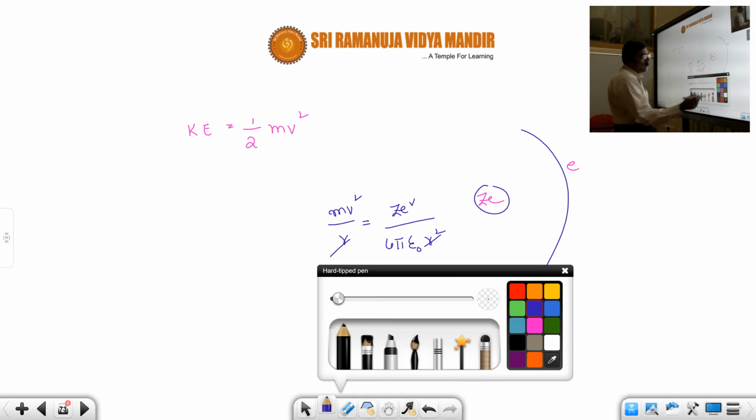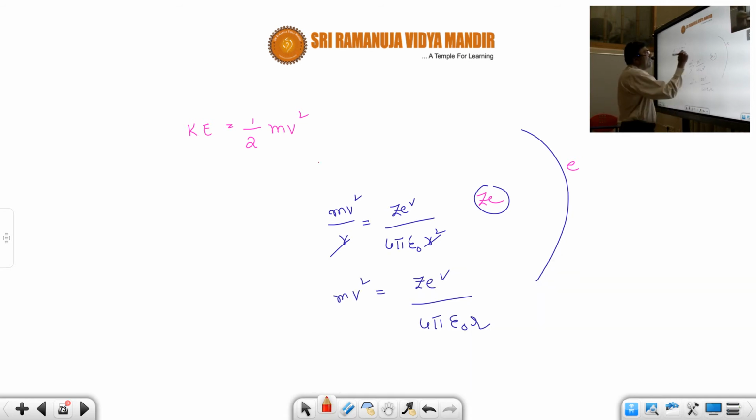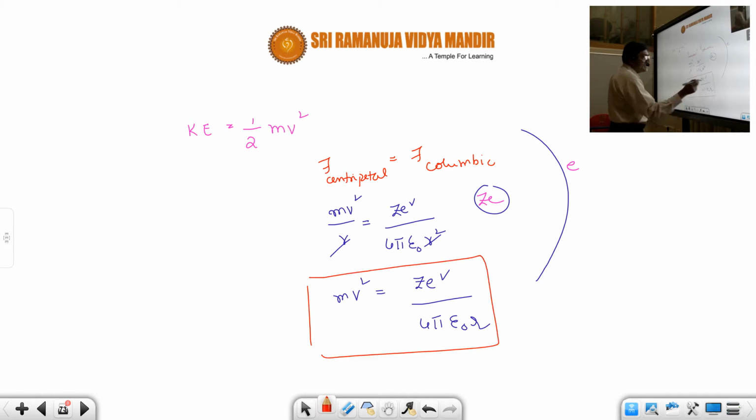Now how did you get this, students? Because here F centripetal is equal to F Coulombic. You have studied already. Now mv square is equal to ZE square by 4 pi epsilon naught r.